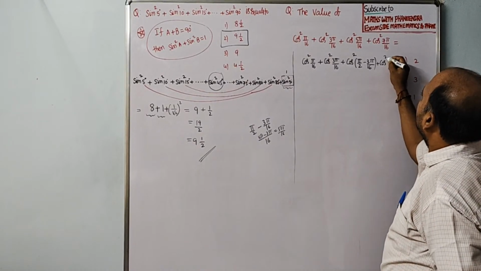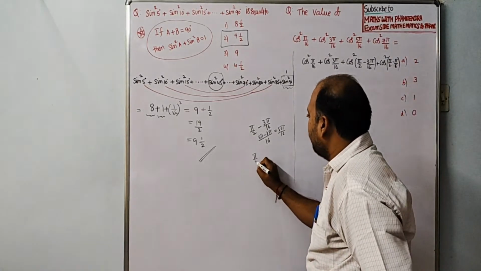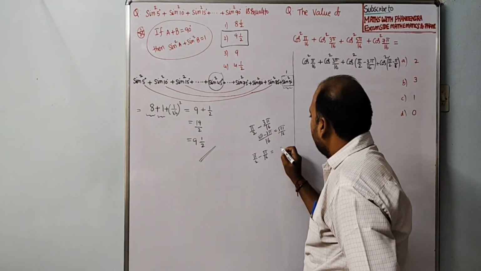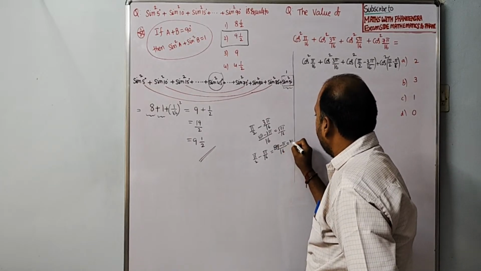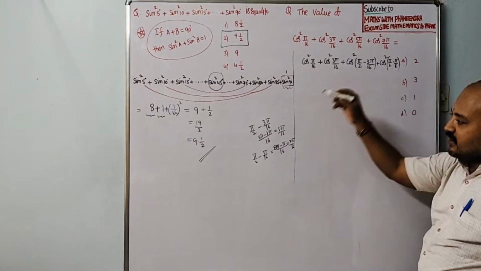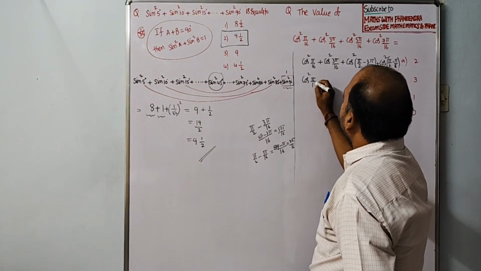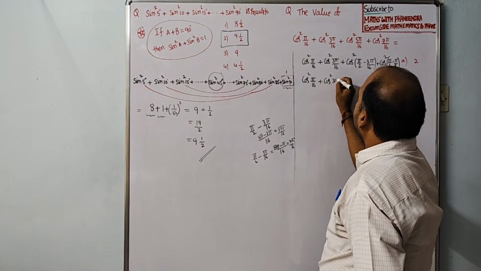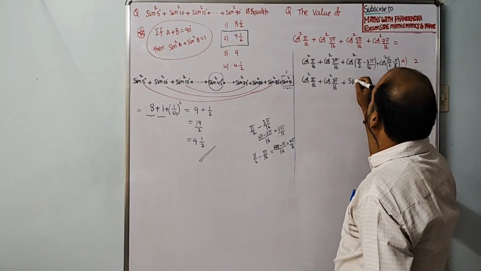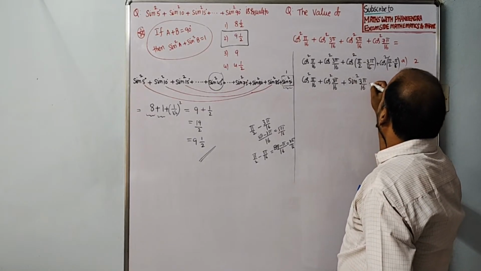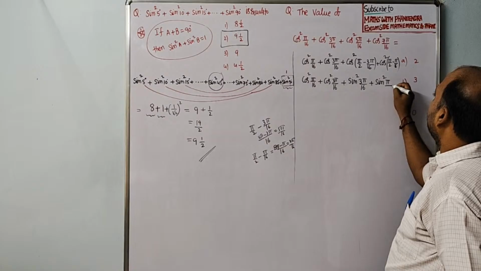Similarly, cos square of pi by 2 minus pi by 16, even pi by 2 minus pi by 16 also, dear students. LCM 16, 8 pi minus pi, so 7 pi by 16. So in place of 7 pi by 16, we have to replace with pi by 2 minus pi by 16. So cos square pi by 16 plus cos square 3 pi by 16 plus cos of pi by 2 minus theta is sin theta. So sin square 3 pi by 16 plus sin square pi by 16.